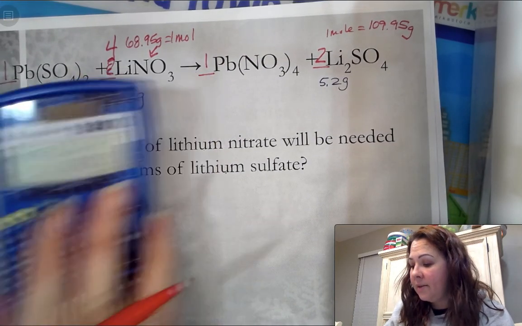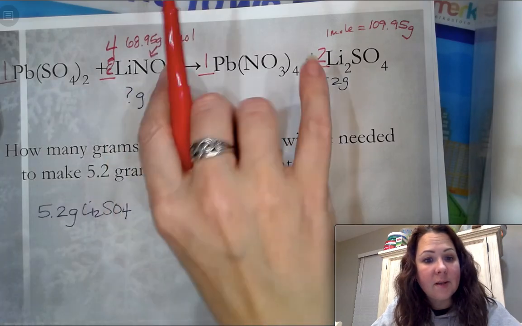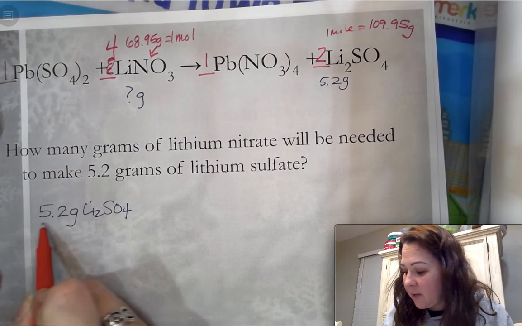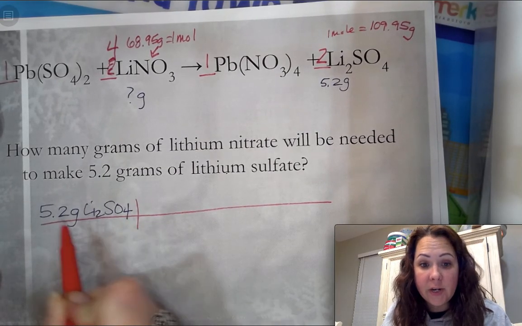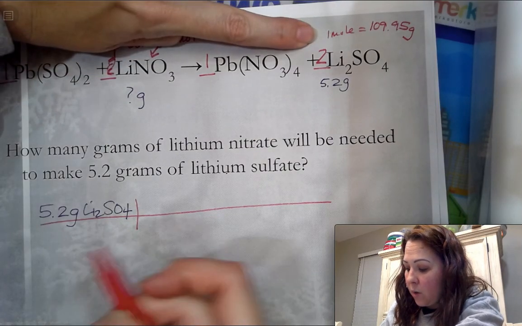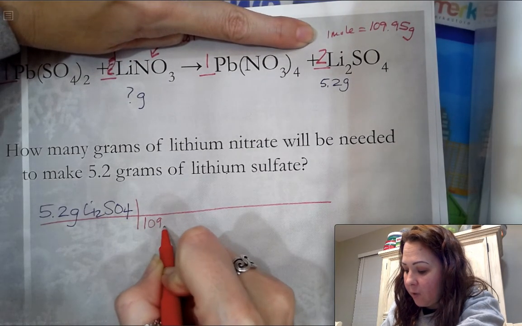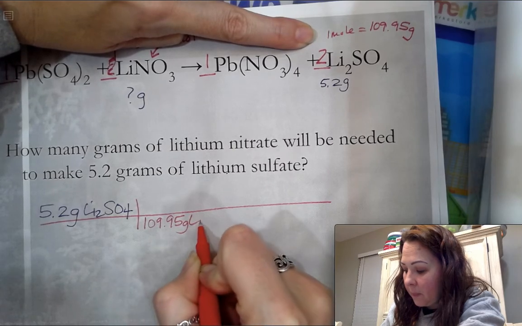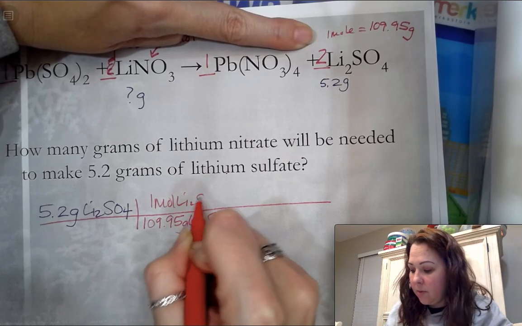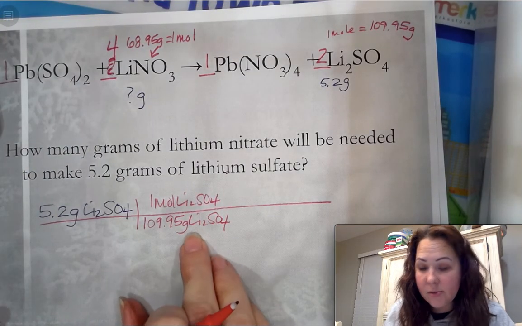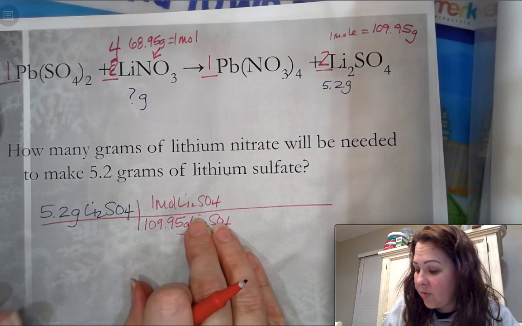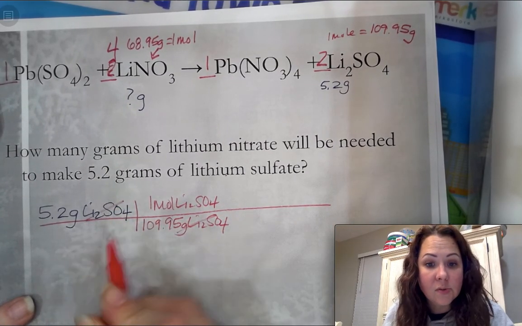So now that I have a balanced reaction and both of my molar mass conversions, I can do the problem. So first step, I have to get rid of grams and turn it into moles. So I'm going to use my molar mass, 109.95 grams of lithium sulfate is the mass of 1 mole of lithium sulfate. Now notice I am marking down which component I'm using, in this case lithium sulfate, just so I don't get lost later on. So that cancels, that leaves me with moles.